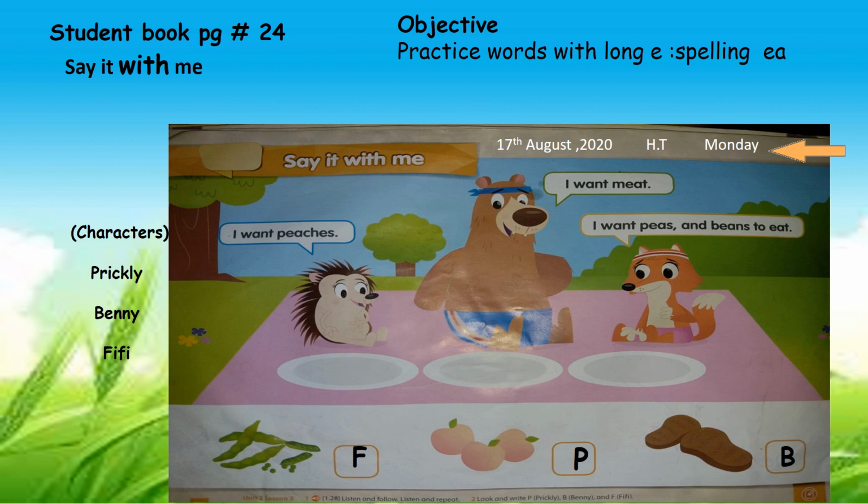Let's read. I want. W-A-N-T, want. I want peas. P-E-A-S, peas. I want peas and beans. B-E-A-N-S, beans. I want peas and beans. T-O, eat, eat. Fifi wants to eat peas and beans. Now you have to write capital F in that square.